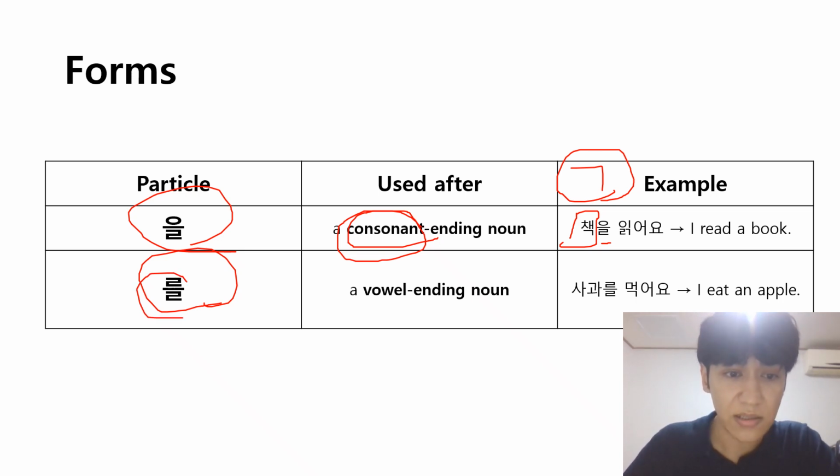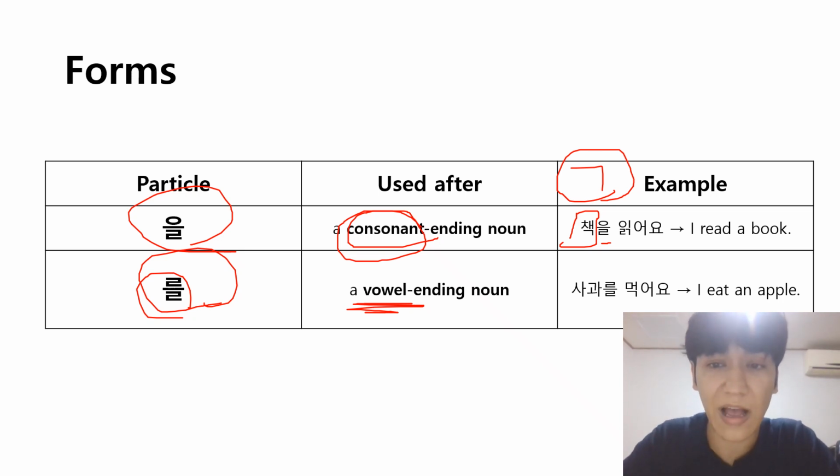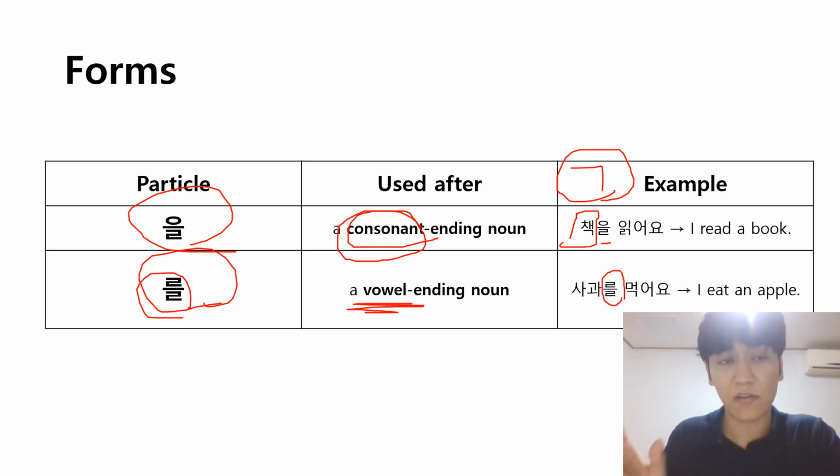What about 를? It's if a noun ends with a vowel letter, right? So you need to use 를. So we say 사과를 먹어요. Here is the object particle 를, because 와 is also considered a vowel letter. So that's why we say 사과를. I eat an apple. So two forms, 을 and 를.